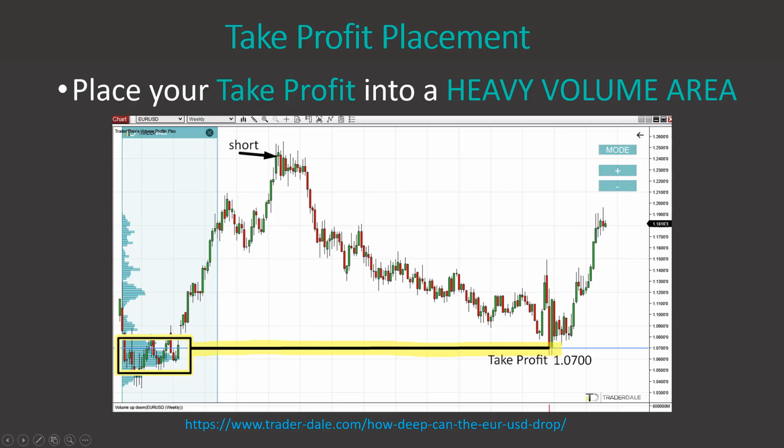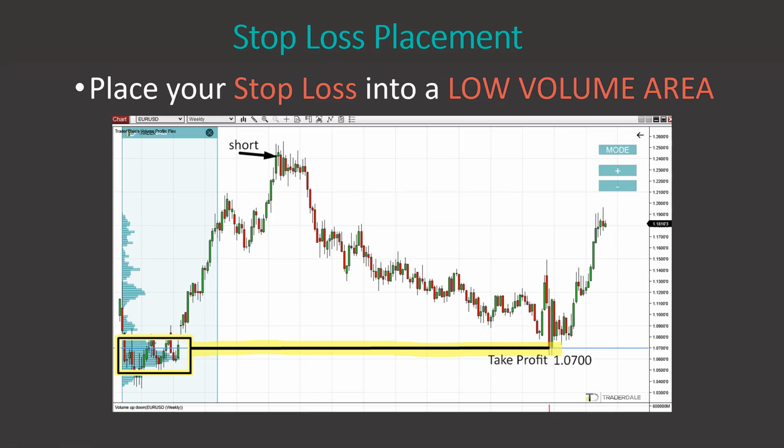Now, about stop loss, about placing stop loss. Let's say that, yeah, this is the same example. Let's say that you want to trade from this support and you want to use it as a long trade entry point. Go long from there. Not a bad idea if you look at the chart.